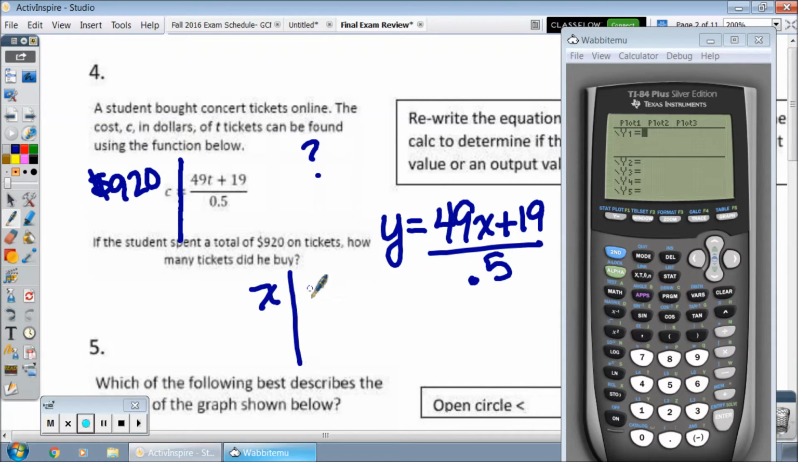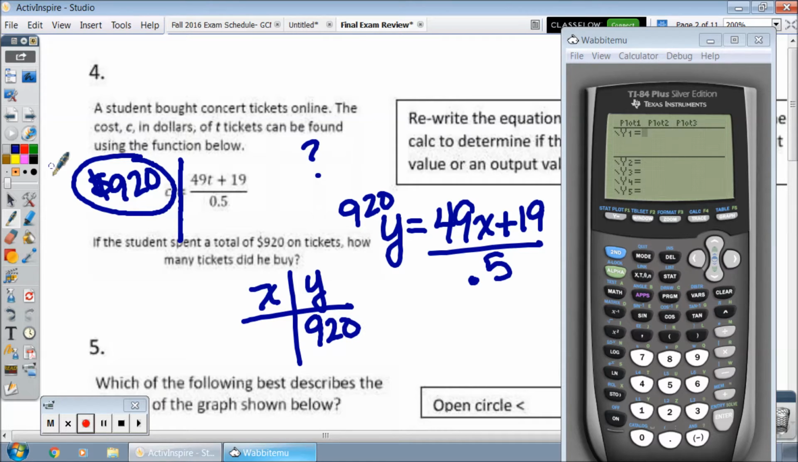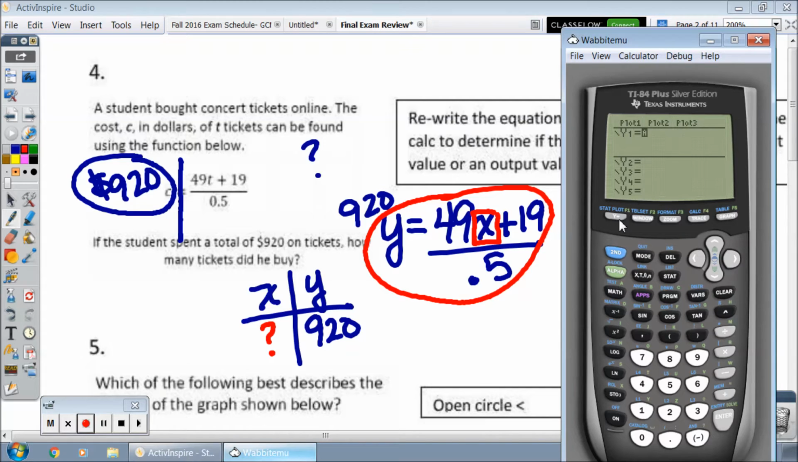And if I think in terms of an XY table, $920 represents C, or represents the Y value, $920. The question is asking what is the corresponding input that goes here for X that would give me an output of 920. The beauty about this is that since we have it in Y equals, we can use our Y equals button. Let's make our fraction. So we'll say 49x plus 19, and then we'll drop down and do our 0.5.